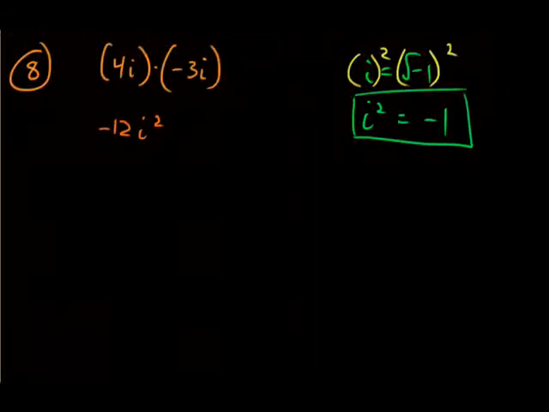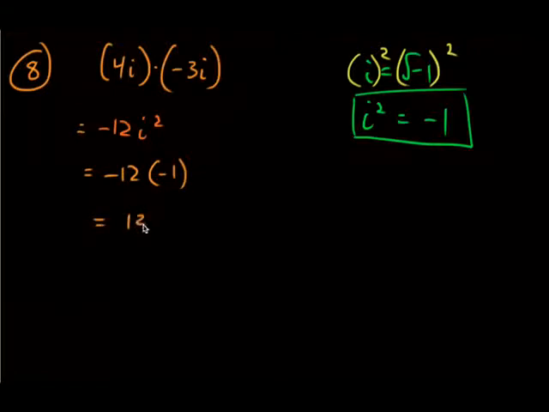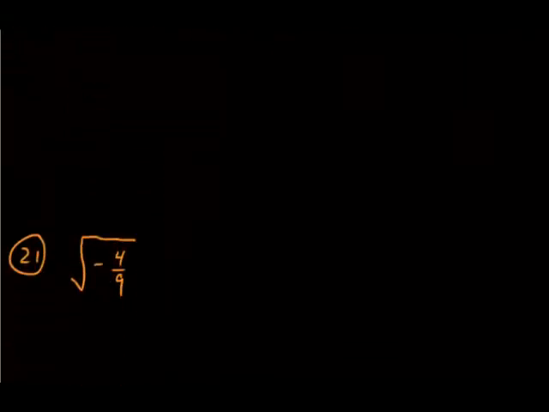That's actually going to be something we'll have to memorize. We'll work on that in today's lesson as well. So i squared is equal to negative 1, so I can replace i squared with that. And negative 12 times negative 1 is going to be positive 12. So not too bad once we understand the concept of this substitution here.